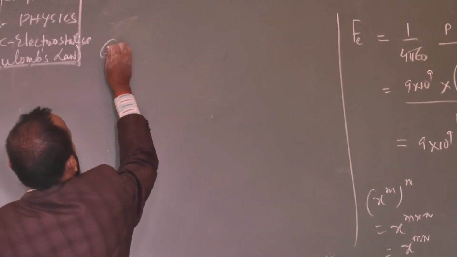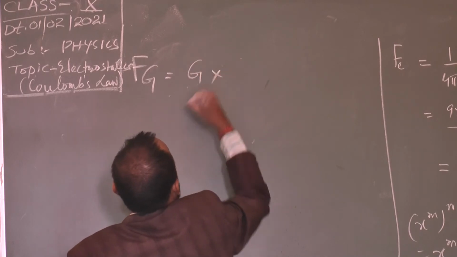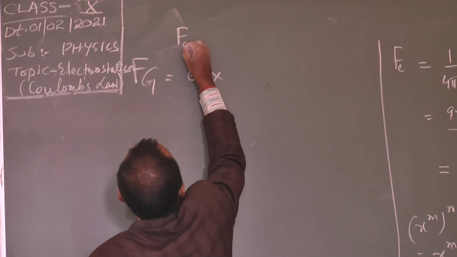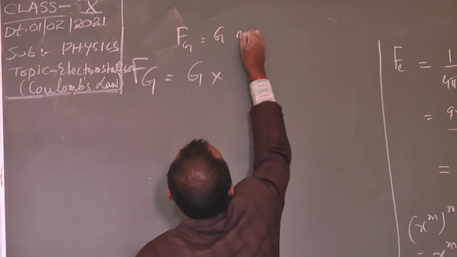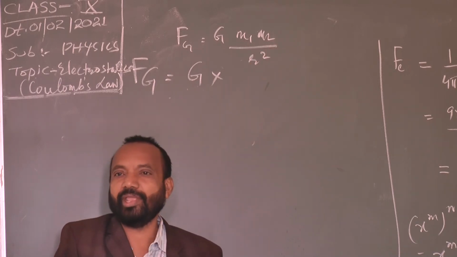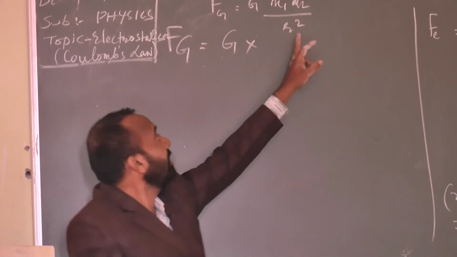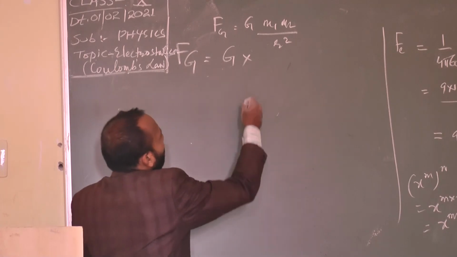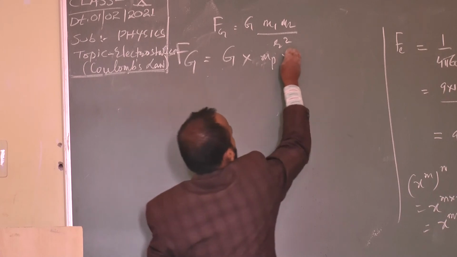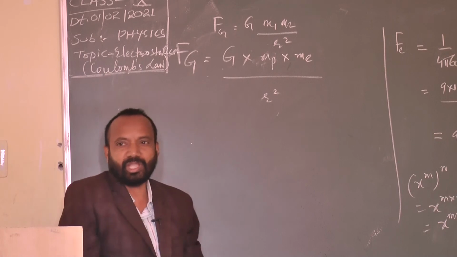Now, in the case of gravitational force Fg, what will it be? You know, the gravitational force Fg is equal to G m1 m2 by r square. Yes or no? G is the universal gravitational constant, and m1 m2 by r square. Or put the same thing: this is the mass of the proton and this is the mass of the electron, divided by r square. I am just giving the format only.